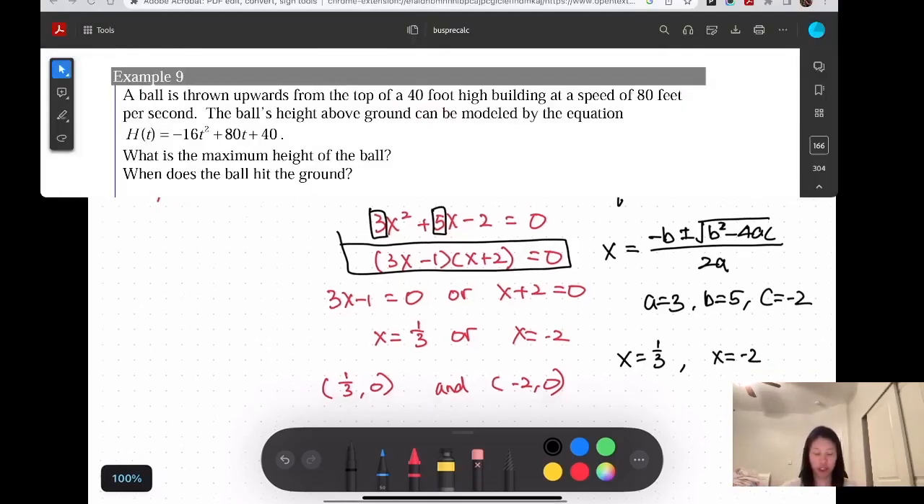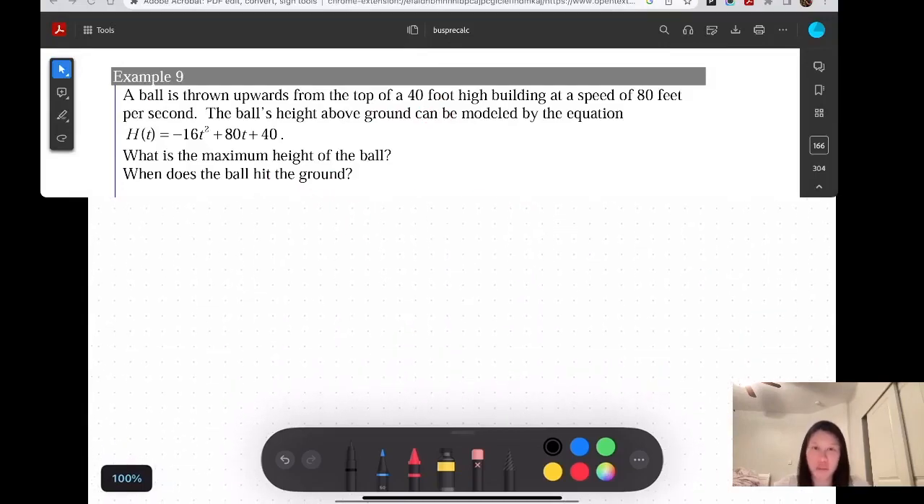So here's a good example. A ball is thrown upwards from the top of a 14-foot-high building at a speed of 18 feet per second. The ball's height above the ground can be modeled by the equation like that. What's the maximum height of the ball, and when does the ball hit the ground?